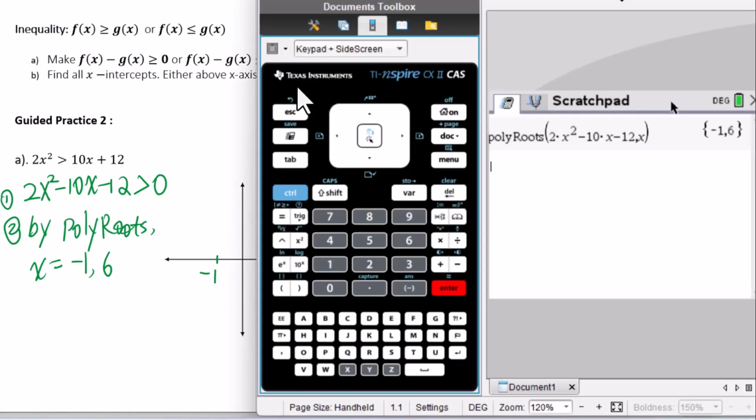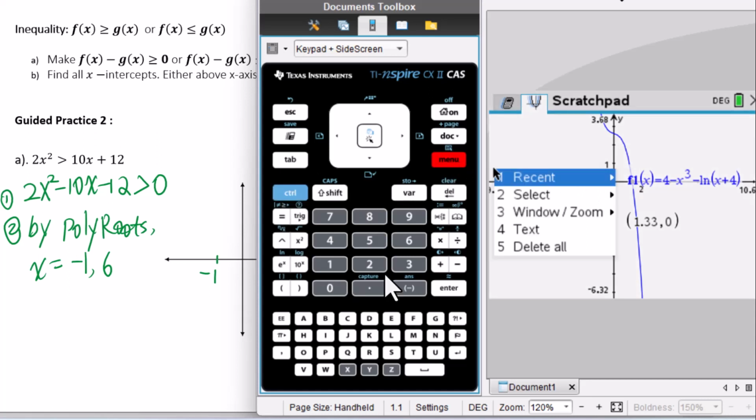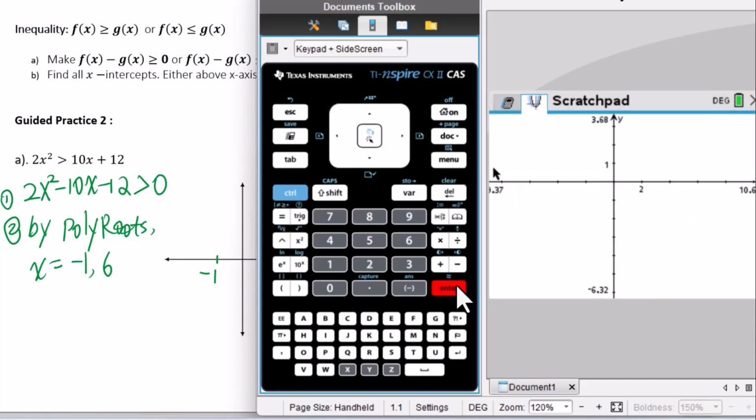Graph the function. Click on scratchpad. We need to clear this history. Control menu, 5, enter. Click on this tab. Put in 2x squared minus 10x minus 12. Enter.